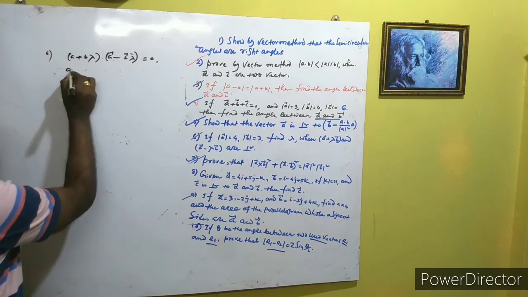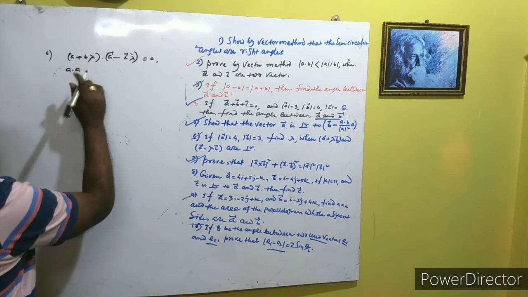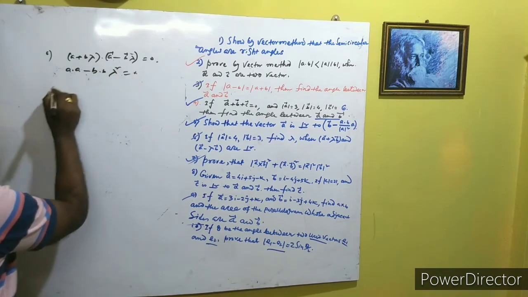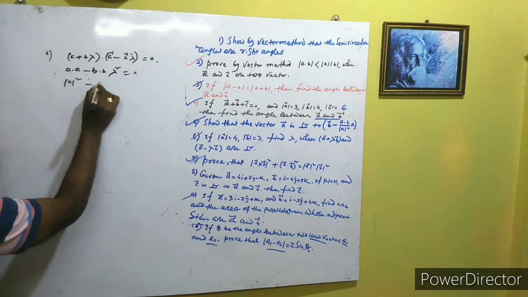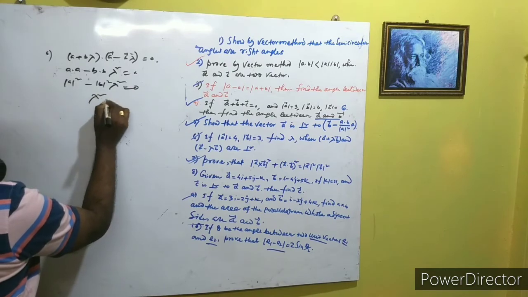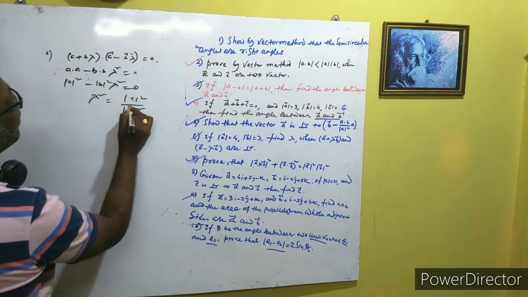So we can write here A dot A plus, with the minus, that is minus B dot B, and lambda square is equal to 0. So now this is mod A square minus mod B square, and lambda square is equal to 0. So you can write here lambda square is equal to mod A square by mod B square.